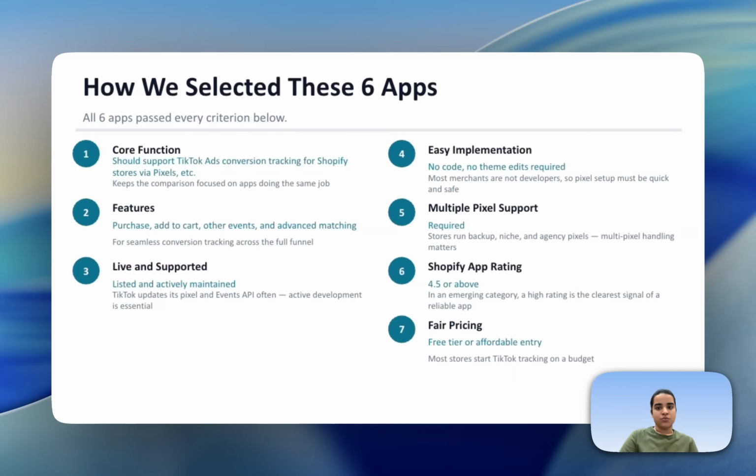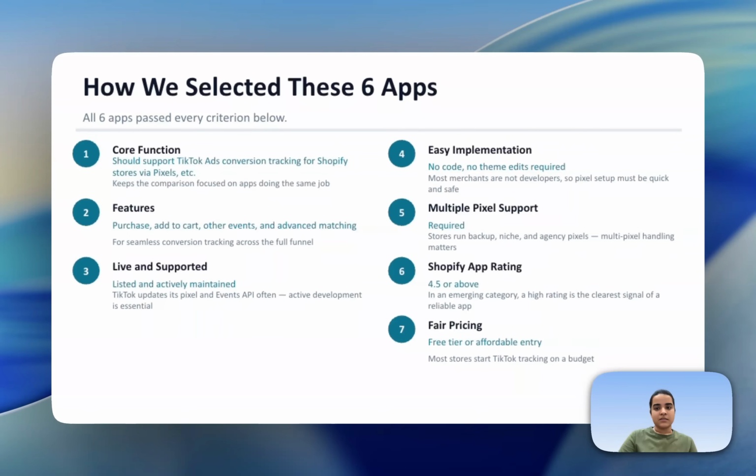Let us start with how we chose these 6 apps. Before we get to the apps, here are 7 filters every app had to pass to make it into the comparison. First, core function. The app must support TikTok ads conversion tracking for Shopify stores. That keeps us focused on apps actually doing the same job. Second, features. It needs to track the core events, purchase, add to cart, initiate checkout, and support advanced matching. That is the baseline for a useful pixel app.